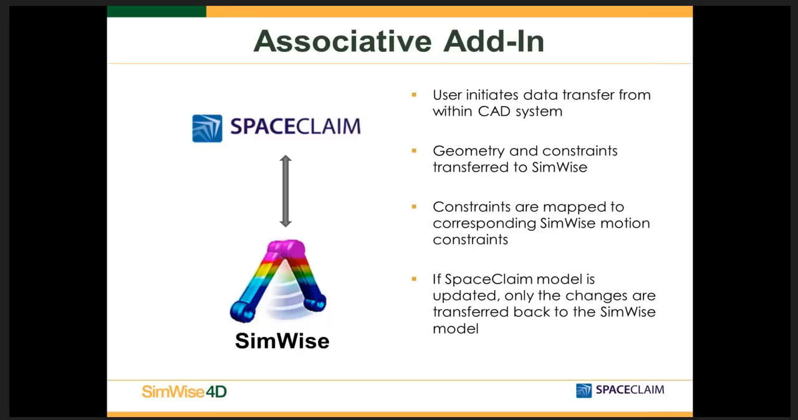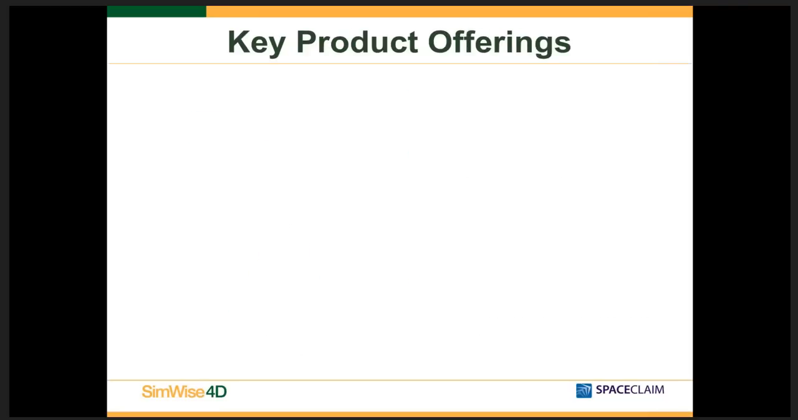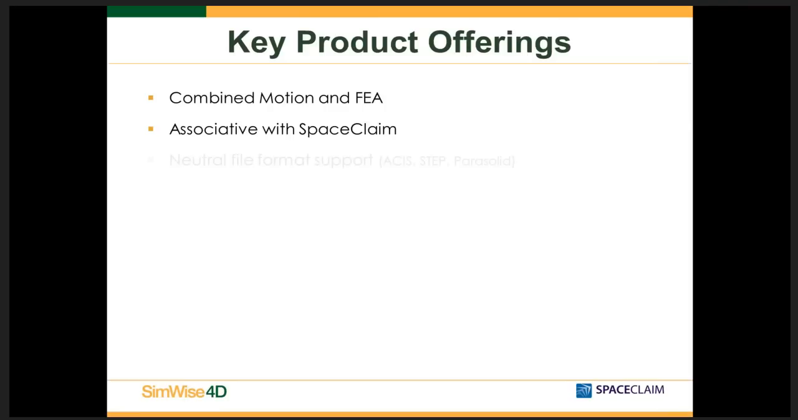Some of the key product offerings we have with SimWise: we have the combined motion and FEA. That's something you don't see in some of the packages on the market today. This is the real benefit that we have in one environment. We're associative with SpaceClaim, as we just described in the last slide. We support neutral file formats very cleanly: ACIS, STEP, Parasolid.